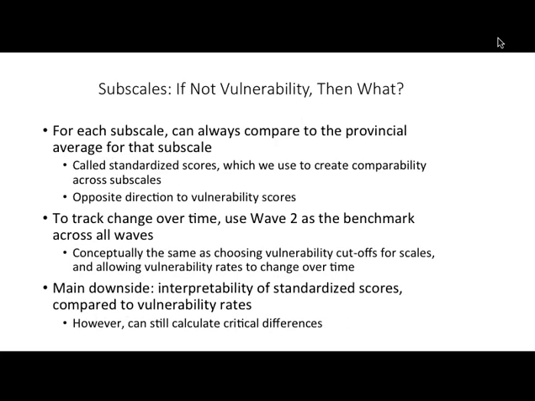This is for those of you who are listening and trying really hard. This is I think the last slide on the technical side of things. So we can't really use vulnerability rates for subscales, but we can always calculate something called a standardized score, which basically says where a child is relative to the provincial average on any subscale.